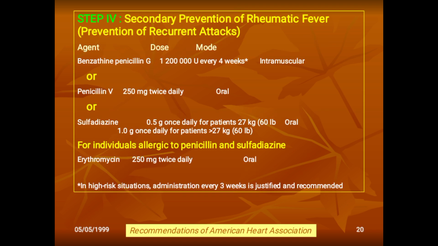Step 4, secondary prevention of rheumatic fever, or prevention of recurrent attacks, by benzathine penicillin 12 lakh units every 4 weeks IM, or penicillin V 250 mg twice daily, or sulfadiazine 0.5 gram once daily for patients up to 75 kg. If more than 75 kg, we administer 1 gram of sulfadiazine. If allergic to penicillin and sulfadiazine, we administer erythromycin 250 mg twice orally.